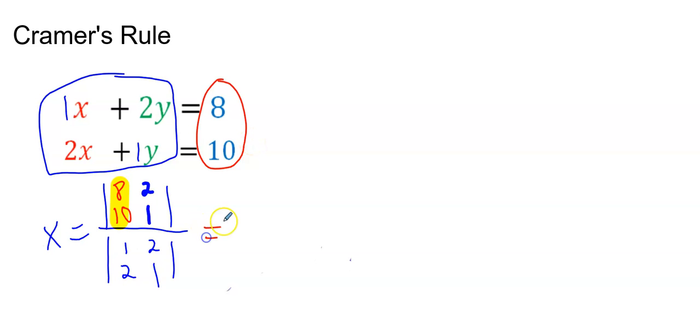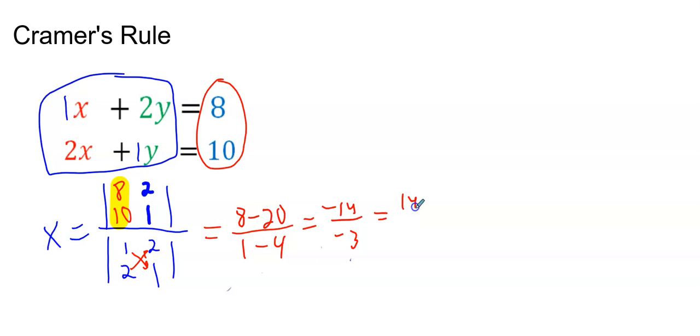So we're going to evaluate this and see what you get. So 8 times 1 is 8. These are determinants. Minus 2 times 10 is 20. So in my numerator, I get negative 14. Denominator, I get 1 minus 4, which is negative 3. So I think I get 14 thirds. Wow, that's fun.